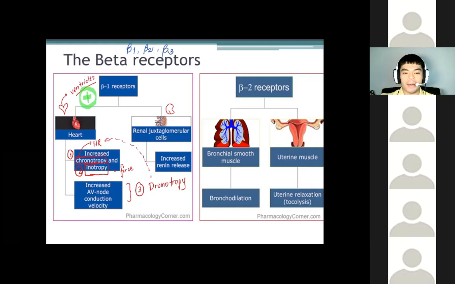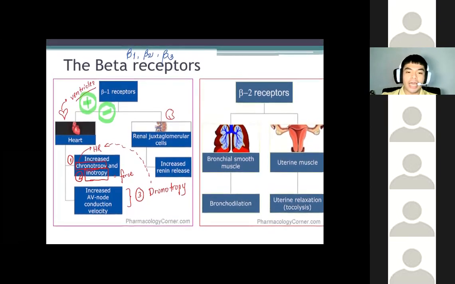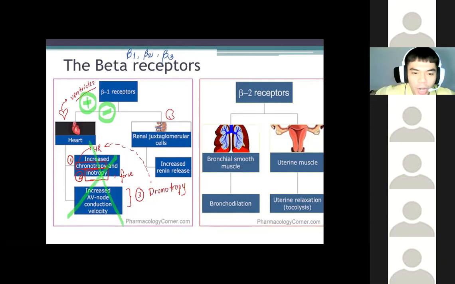Familiar ba kayo sa beta blockers? Yung mga olol, yes. So, ang beta blockers naman, they actually block beta 1 receptors. Kaya, siguro narinig niyo na before, sila ay pampakalma ng puso. Pampakalma sila because they are beta 1 antagonists. They will oppose these heart effects. Everyone, can you follow? Okay na tayo sa heart, okay? Okay na tayo sa puso.